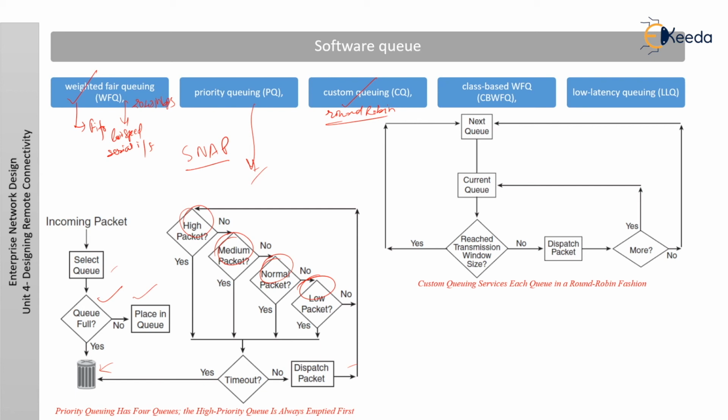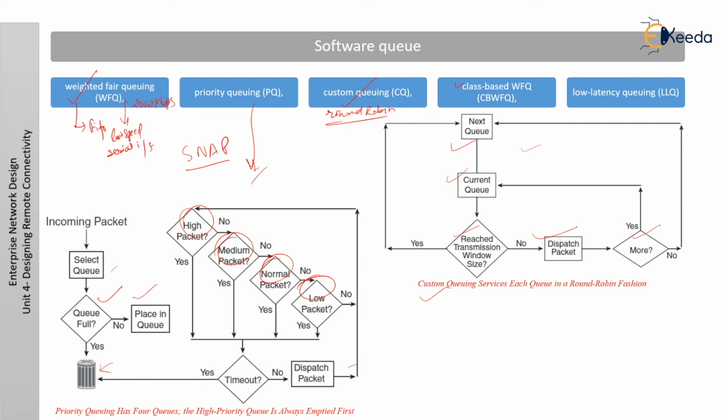So here in this figure, we start initially with the next queue, then current queue, and check whether the transmission window size is reached. If yes, then go for the next queue. If no, then dispatch the packet. If you want to dispatch more, yes, then go to the current queue and so on. If no, then next queue. So this is the custom queuing service. Each queue in a round robin fashion, one by one, will be executed.